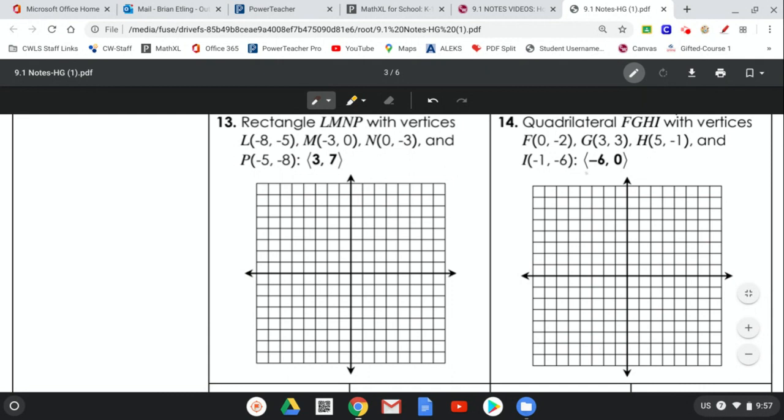For number 14, right here, for that one, it says -6. You're going to be moving in the negative x direction. And then that 0 means all you're moving is in the x direction, that horizontal direction. So you're not moving at all vertically, not up or down at all. So for this one, all you're doing is going to the left. So you take that quadrilateral FGHI and move those coordinates to the left 6.